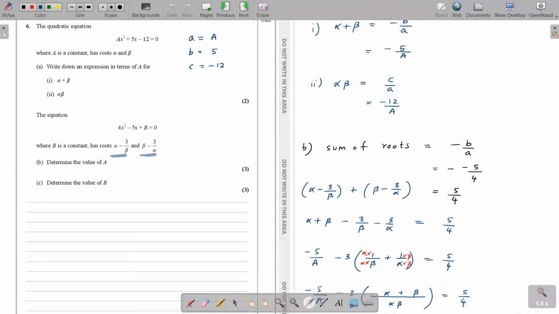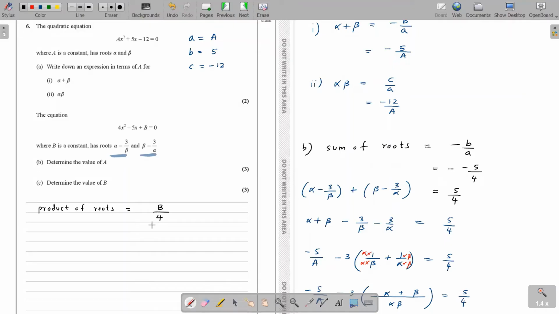Next one, determine the value of B. Okay, how do we get the value of B? Obviously, now in part B, I use the sum of roots. For part C, I will use the product of roots. So how does the product of roots work here? Product of roots is C over A, right? What's C according to this equation? According to this equation, C is the capital B, right? The C is the coefficient without any X. So C is capital B, A is 4.